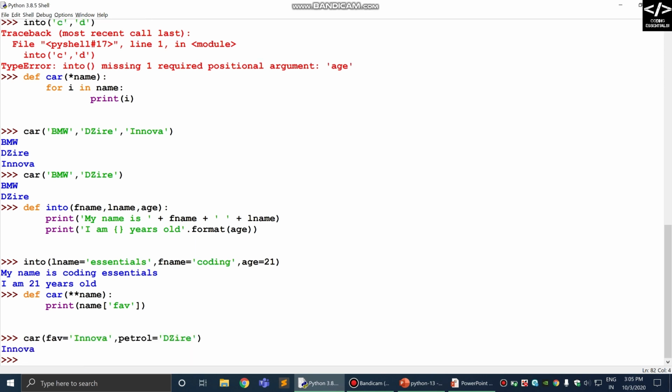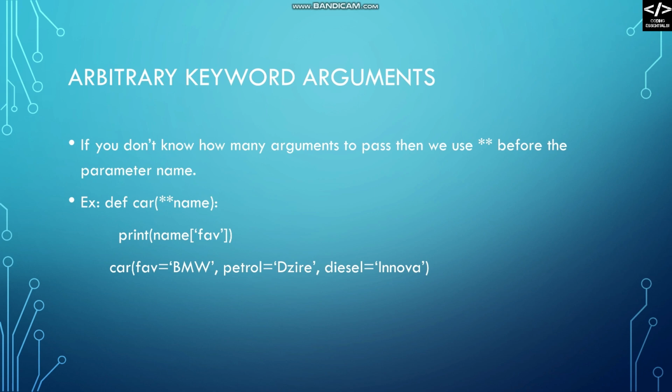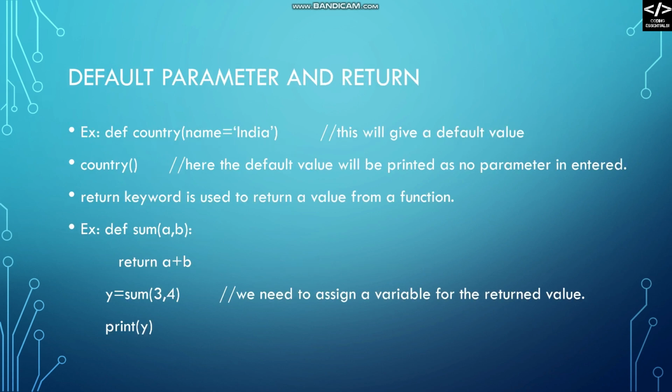Then it will print Innova because in the key of favorite I have entered the value of Innova, and as per our code it will print the name of the car which has the key value as fav. Okay, so this was arbitrary key arguments. So you can put 2, 3, unlimited arguments if you put 2 asterisks before the name while defining. Moving on to default parameter and return.